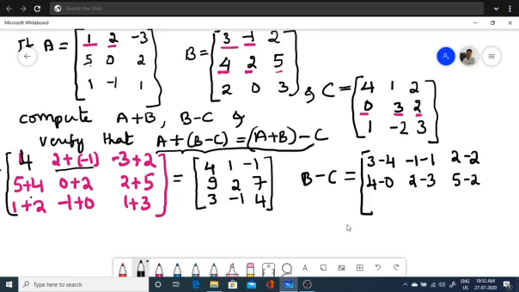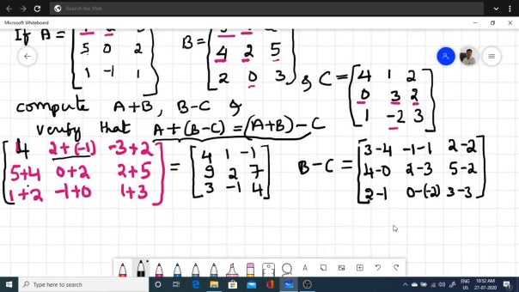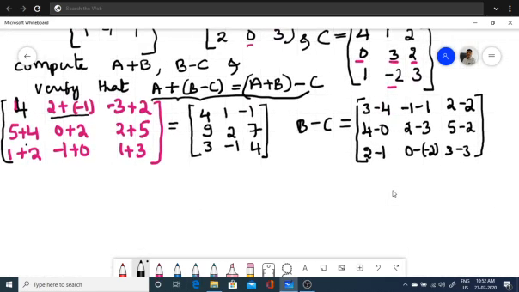Also taking the third row of the corresponding matrices, that is 2 minus 1 and 0 minus of minus 2, because observe that here is 0, here is 0 and here is minus 2. We are subtracting 0 minus of minus 2. Then 3 minus 3. So from this we are getting B minus C.